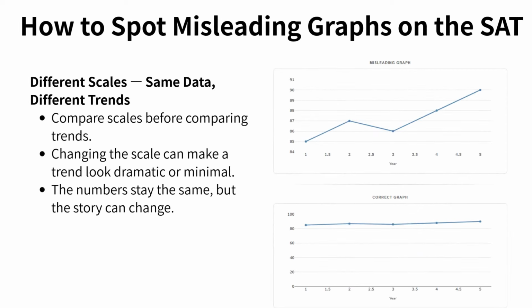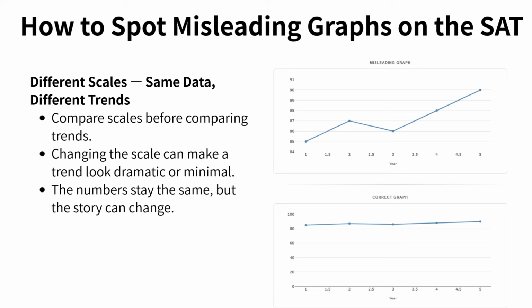Now let's look at another common trap on the SAT: different scales. Start with the top graph. The line looks like it's rising sharply over time. It feels like there's a strong upward trend. But before reacting to the shape of the graph, check the scale. The vertical axis is very narrow. When the scale is compressed like this, even small changes can look dramatic.